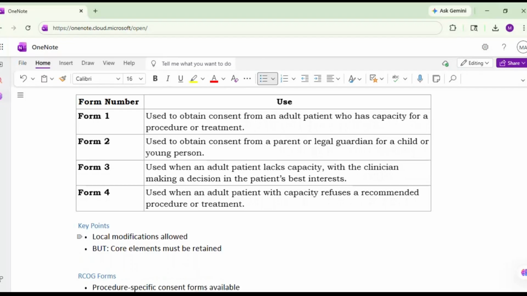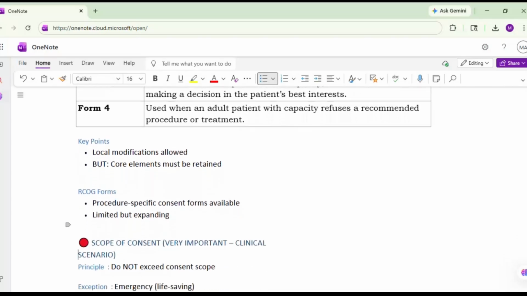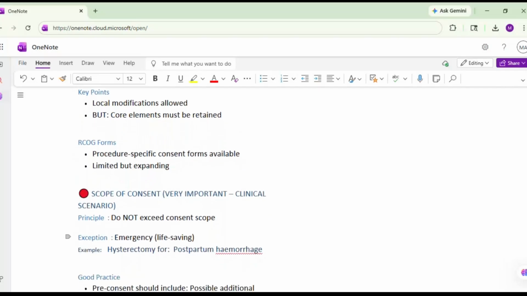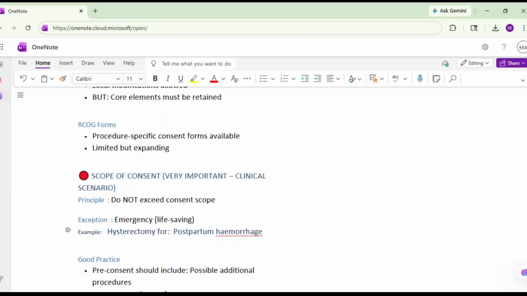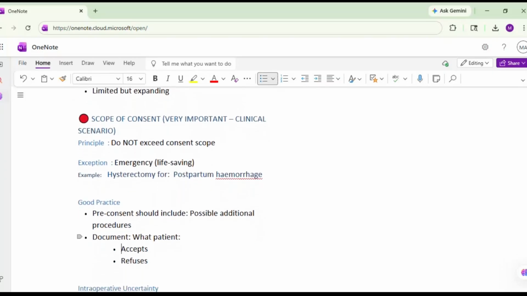There are certain standard national consent forms, and local modification can be done, but the core elements must be written. RCOG procedure-specific consent forms are also available. They are limited, but they are improving and being worked on.